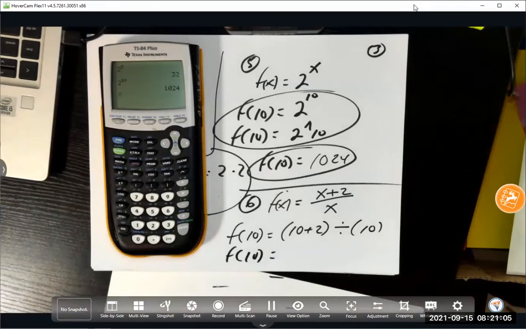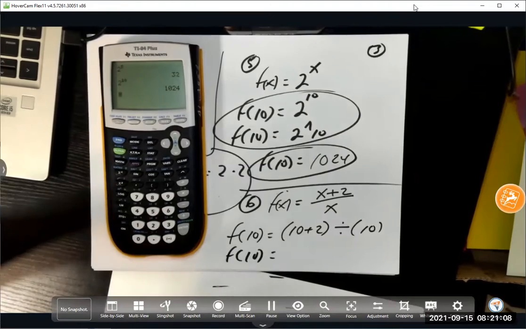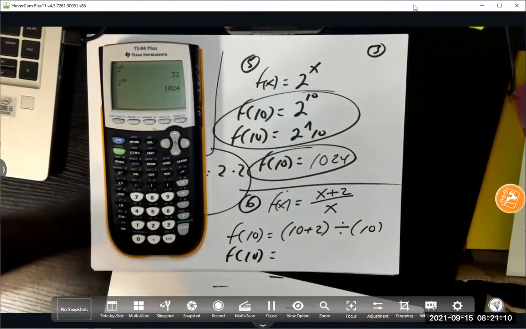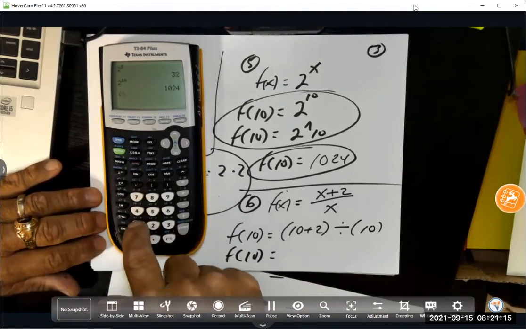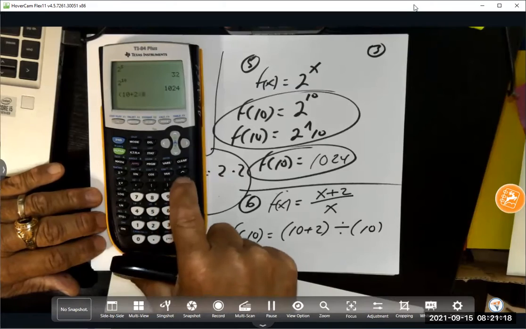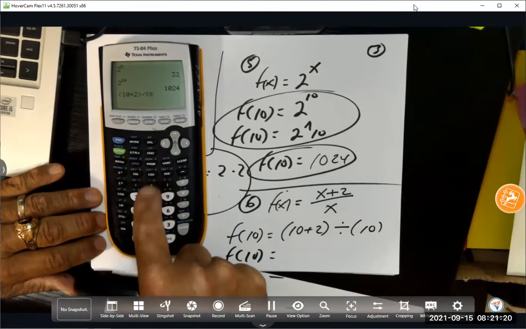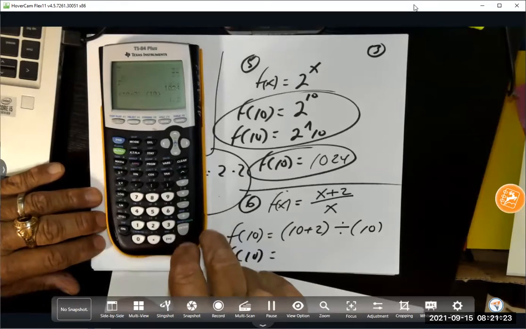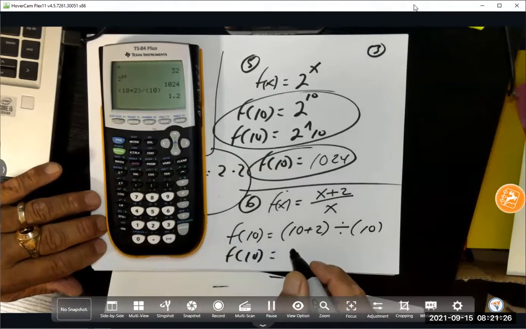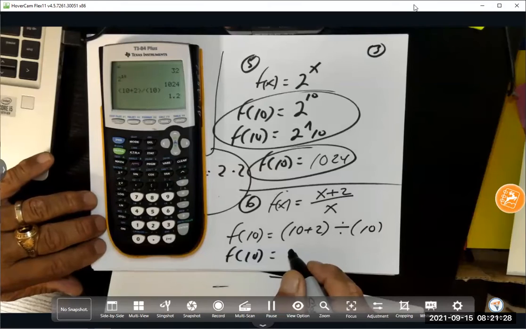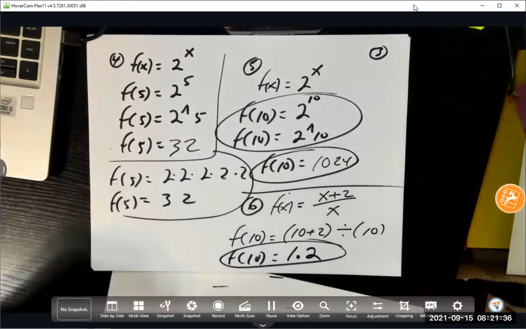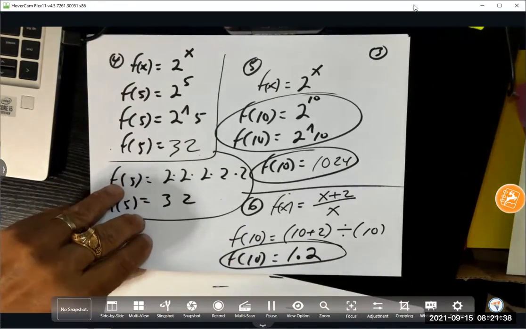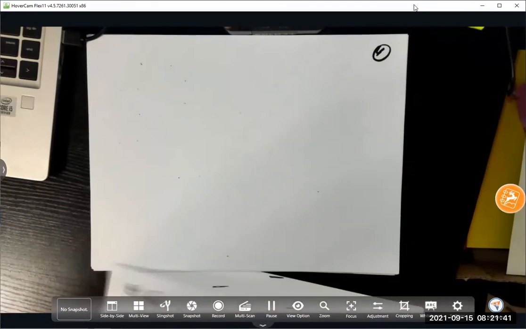So what did you get? It's a decimal number. Oh, plus, whoops. Okay, I'll do mine. Parentheses 10 plus 2 divided by 10. Okay, ready? What'd you get? Let's see. I got 10 plus 2 is 1.2. 1.2. That's the right answer. Okay. Is that all right for number 6? Mm-hmm. Okay, let me go on.